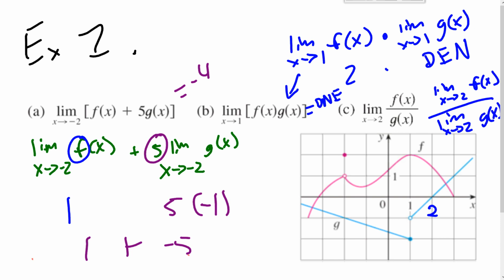So at 2, f is 1.4, maybe 1.4-ish, estimating here. That's fine to estimate. And then g, the green one, is at 0. So there, I can't have g at 0, right? Because I can't divide by 0. So this one is undefined, or does not exist is fine as well.